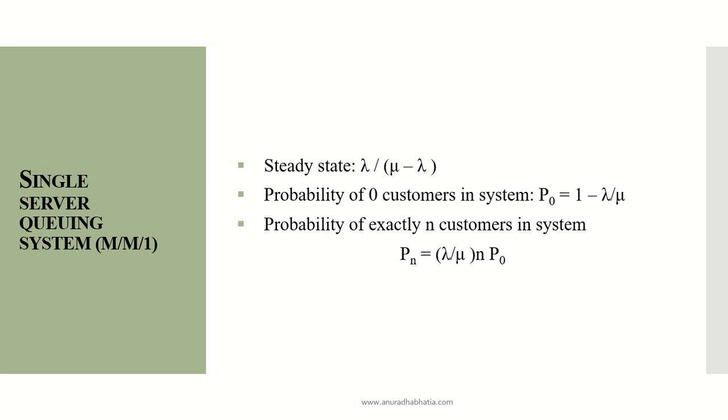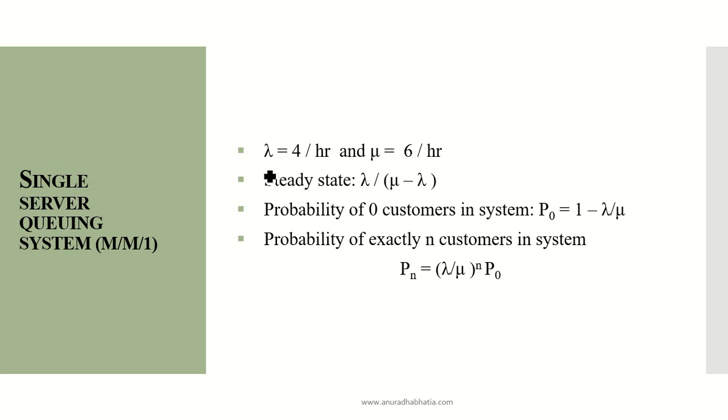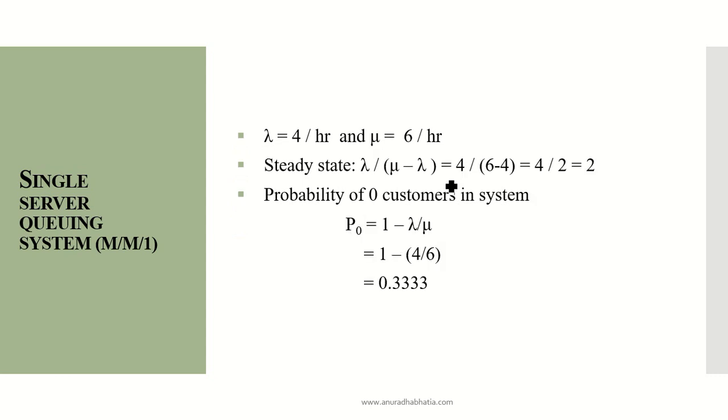So steady state is lambda divided by mu minus lambda, and probability of 0 customers in the system is given by P of 0 is equal to 1 minus lambda upon mu, and probability of exactly n customers in the system is given by (lambda upon mu) raised to the power of n into P of 0. We have the values given for lambda and mu, so we'll be substituting the values to find the exact answer. Let's start by substituting and finding the steady state value. So it is 4 divided by 6 minus 4, which is 4 divided by 2, is 2. So the steady state condition is 2.